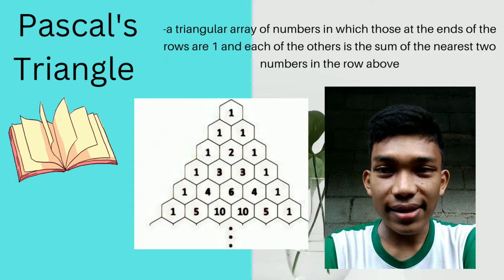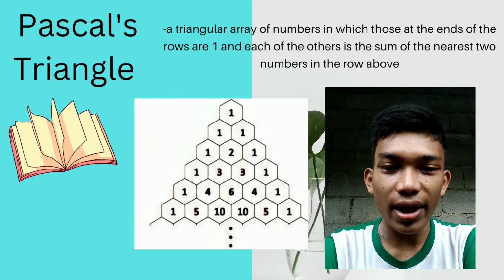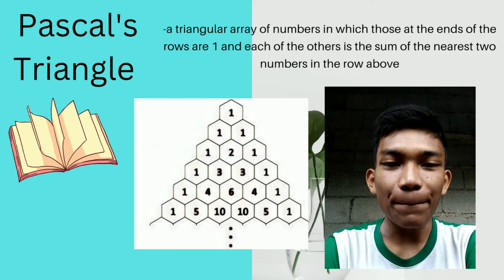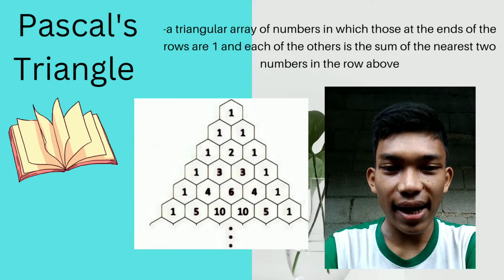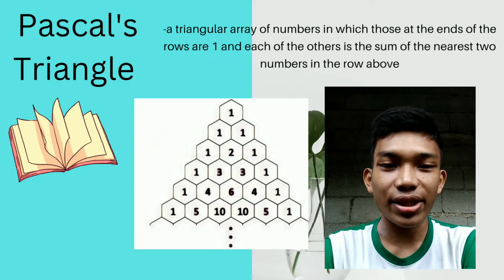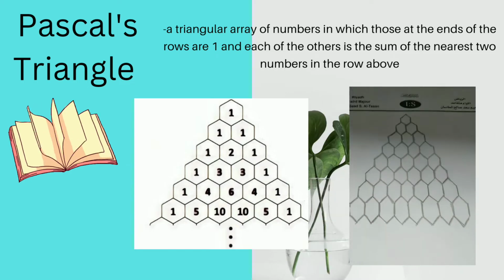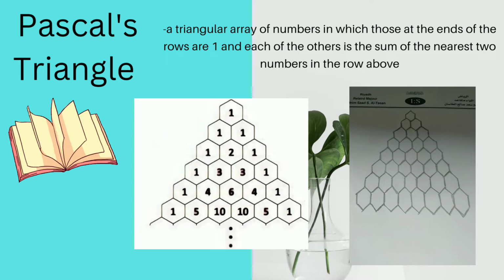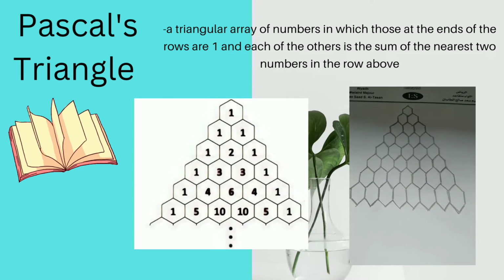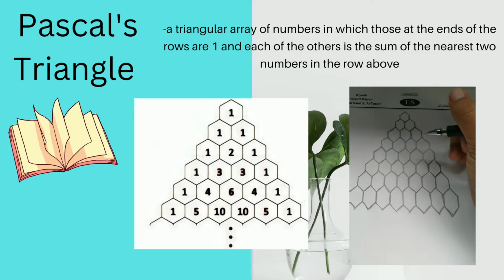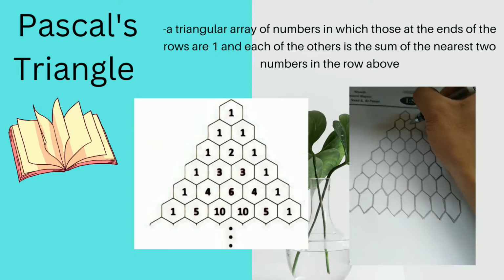And then the sum is the nearest two numbers in the row above. It means yung pinakataas ng isang hexagon is i-add mo siya. So let's make a sketch to make it more understandable. So I made a sketch for the Pascal's triangle. So gaya ng definition ng Pascal's triangle, lahat ng edge niya ay number 1. So let's put the number 1 at the edge of the Pascal's triangle.